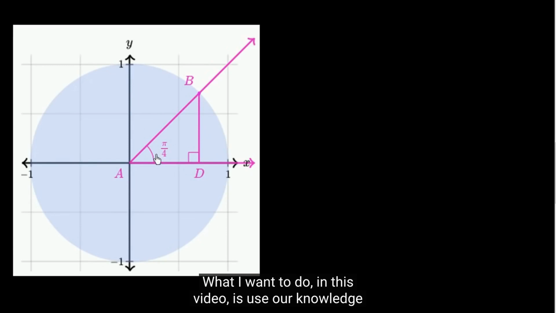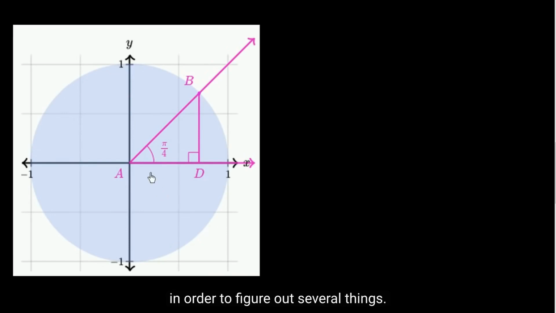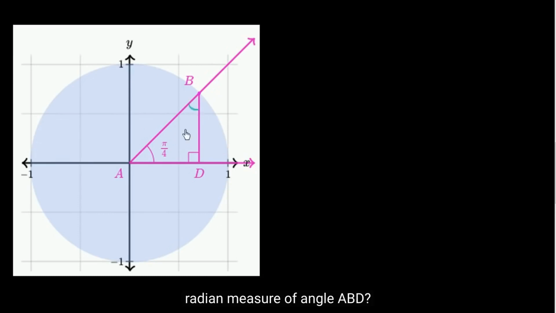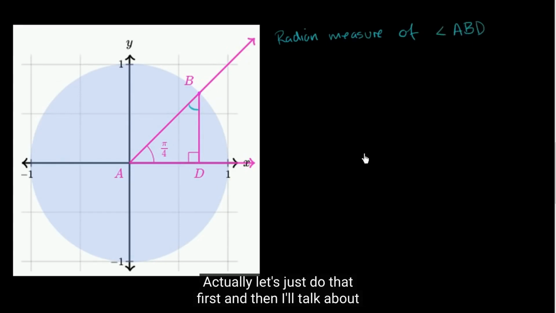What I want to do in this video is use our knowledge of trigonometry and our knowledge of triangles in order to figure out several things. So the first thing we want to figure out is the radian measure of angle ABD. Actually, let's just do that first, and then I'll talk about the other things that we need to think about.